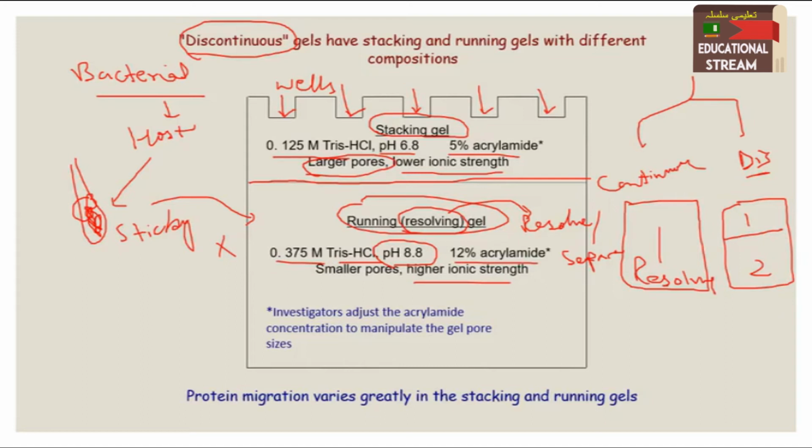Why? Because now we need to separate the proteins, and in that case we need a small pore size. Small pore size will cause more separation or better resolution of the proteins on the gel. It is not compulsory that we always use 12% acrylamide in the resolving gel. The investigator working on it can adjust the acrylamide concentration to manipulate the gel pore size, and it also depends upon the size of the protein.